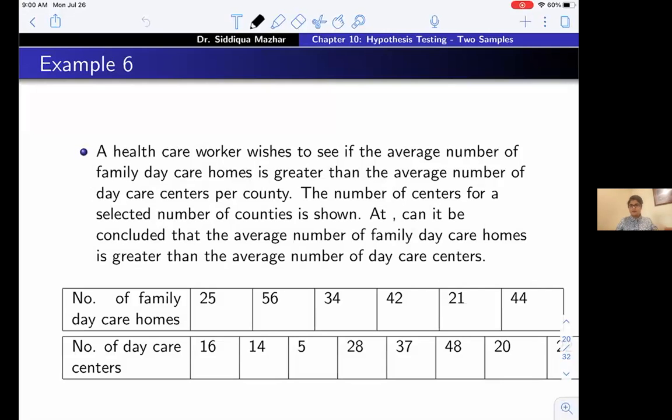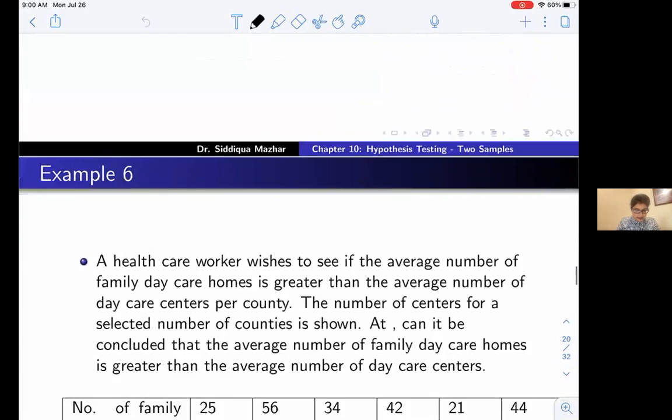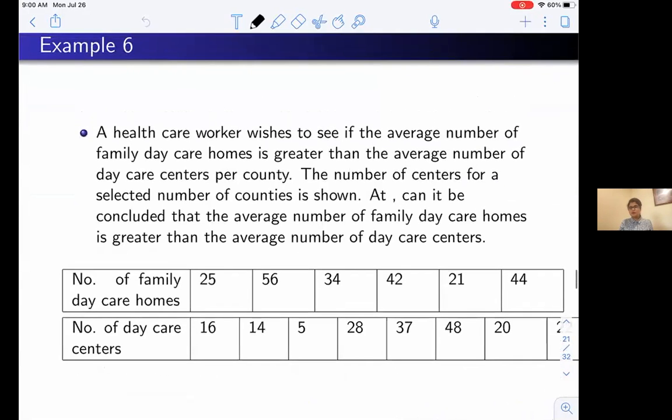Good morning, everyone. Last time we were discussing chapter 10, which was hypothesis testing for two samples. We discussed up to example 5. And what we were going to do, we have to define, first of all, the 5 steps we are going to do.